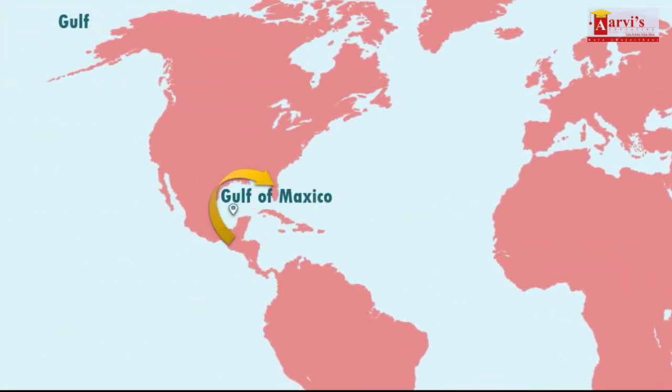A gulf. A gulf is a portion of ocean that penetrates land. Gulfs vary greatly in size, shape, and depth. They are generally larger and deeper than bays.